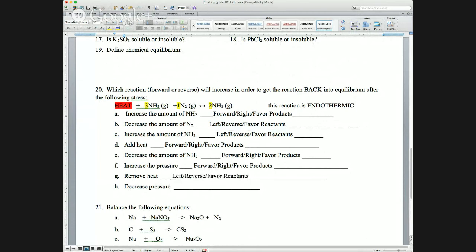And decrease pressure, now we do the exact opposite of increase pressure. Decrease pressure, you back off. It gives you lots of space. And it now wants to be on this side because this side has more molecules. So you're going to go left, reverse, favor reactants. Okay?